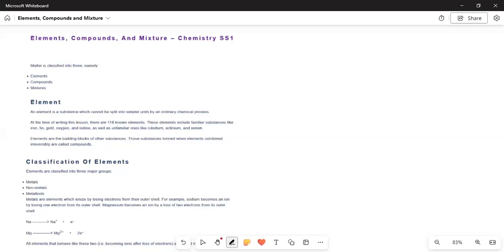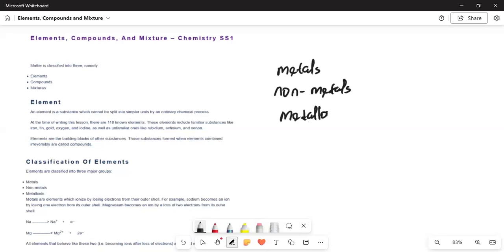And so these elements are classified again into three classes. We have metals, non-metals, and metalloids. These are the three groups of elements. Now, how do we distinguish these groups from one another? A metal is any element that ionizes by losing electrons. An element that ionizes, that is becoming an ion, by losing an electron.